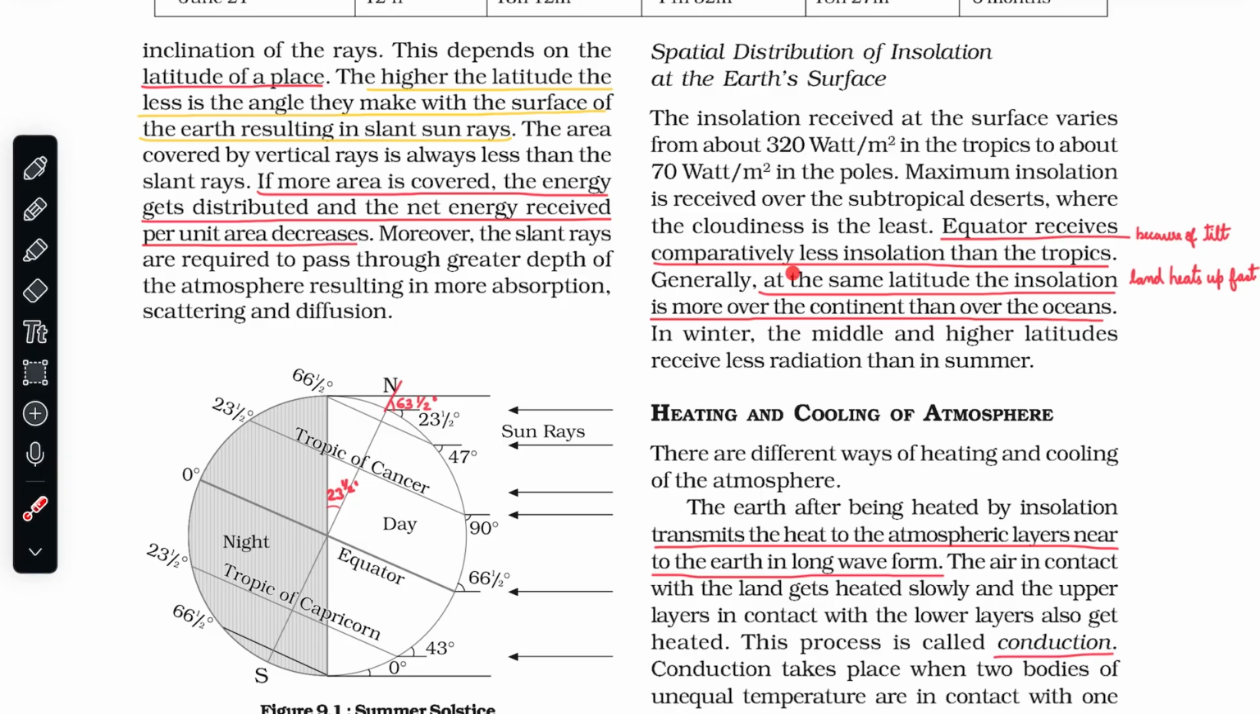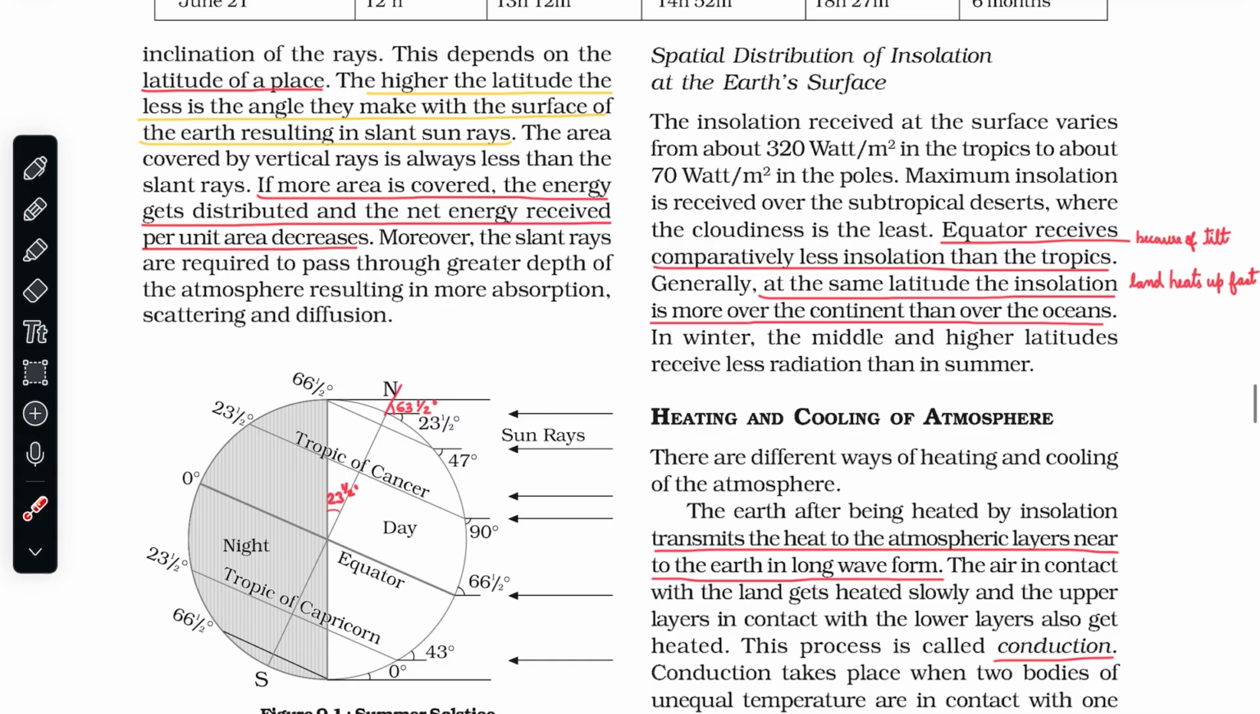Clouds basically reflect it. The equator receives comparatively less insolation than the tropics because of the tilt. Generally, at the same latitude, the insolation is more over the continents than over the oceans because land heats faster than water. In winter, the middle and the high latitudes receive less radiation than in summer.